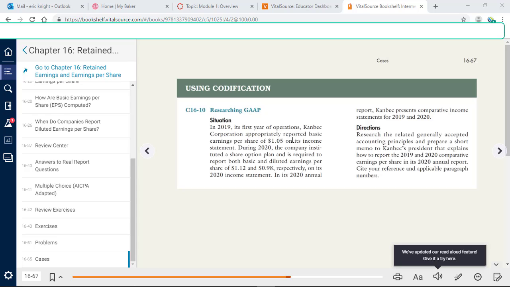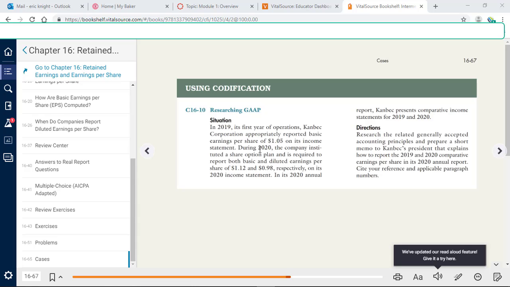This is a situation where the company was reporting their earnings per share, but then there was a change that was made in 2020 where they now have to report diluted as well as basic earnings per share. So the first thing you need to do, if I was you, is make sure you understand the difference between basic and diluted earnings per share, so that you can make sense of this.